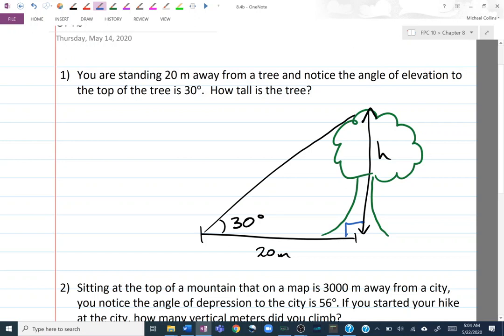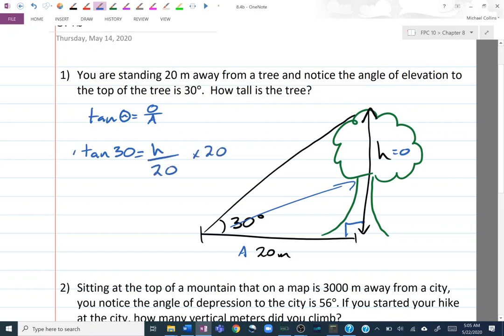We are concerned with the side opposite my 30 degrees, and I know something about my adjacent side. Opposite and adjacent is a cosine, or sorry, a tan. So the tan of an angle is equal to opposite over adjacent. So that tan of 30 degrees is equal to opposite, which is h, over adjacent, which is 20. Multiply both sides by 20 to isolate h. And h is equal to 20 tan 30.